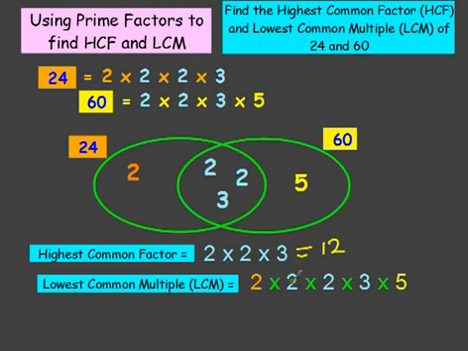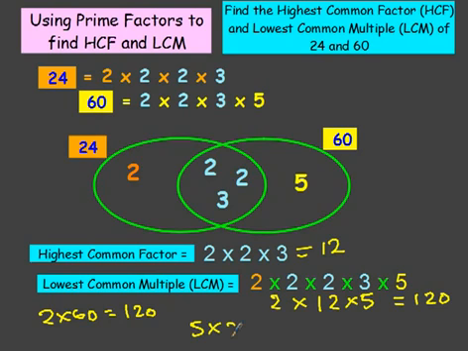Now there's another way that we can write that, because we know that 2 times 2 times 3 is 12. So 2 times 12 times 5, okay, we know that's equal to 120. We can also say all these numbers here multiplied together are 60, so we can write it as 2 times 60, which is equal to 120, and we can also say it's 5 multiplied by 24. So our lowest common multiple is 120.